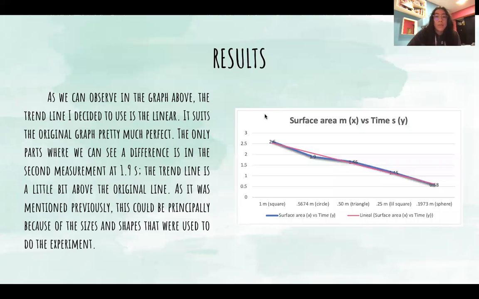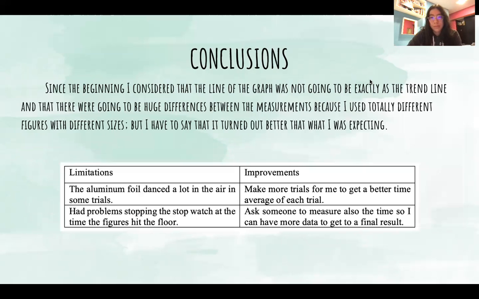Here we can observe the trend line versus the original graph line. As we can observe in the graph above, the trend line I decided to use is the linear. It suits the original graph pretty much perfectly. The only part where we can see a difference is in the second measurement at 1.9 seconds. The trend line is a little bit above the original line. As it was mentioned previously, this could be principally because of the sizes and shapes that were used to do the experiment.